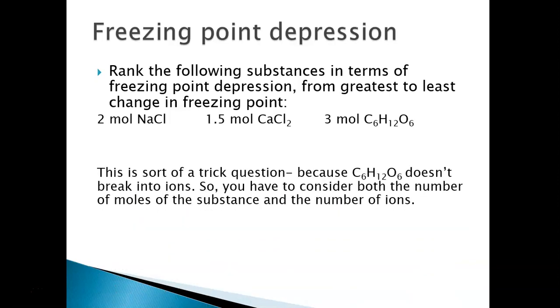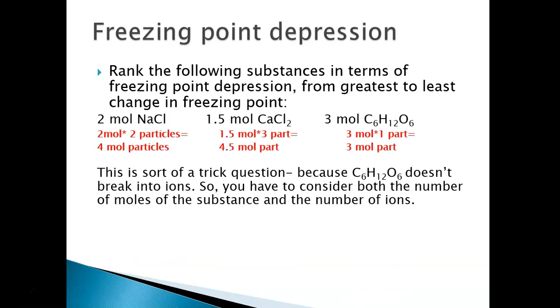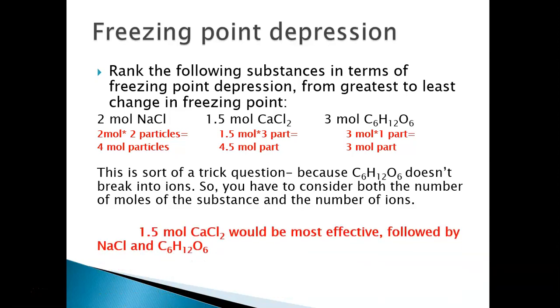Okay, so this is actually kind of a trick question because glucose doesn't break into ions. It's a covalent compound. So you have to consider here both the number of moles of the substance and the number of ions that they break into. So sodium chloride breaks into 2 ions, and I have 2 moles of that substance. So I get 4 total moles of particles. Calcium chloride breaks into 3 particles, and I have 1.5 moles, so that gives me 4.5 moles of particles. And glucose doesn't break into ions, so it's just 1 particle, so I get 3 moles of particles. So the calcium chloride would be the most effective, followed by the sodium chloride, and then the glucose.